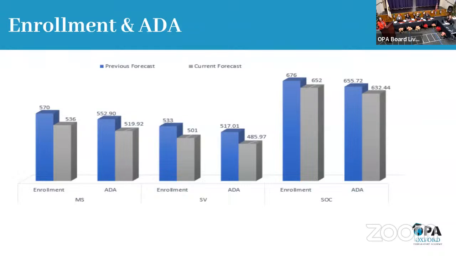So we are still projecting a 97% ADA rate. So that reflects under the ADA. So again, for all 3 schools, we do see a drop there. And because enrollment and ADA is our biggest funding, this is why we have the majority of the lower operating income across all 3 campuses.